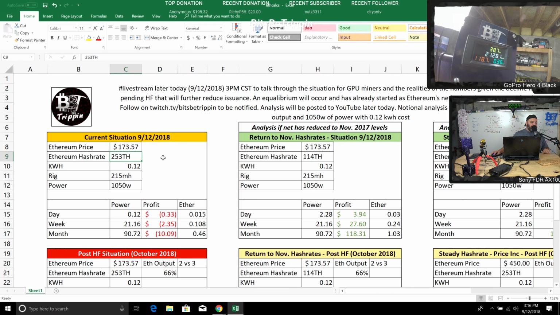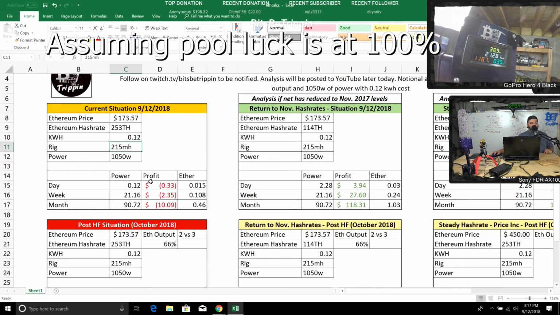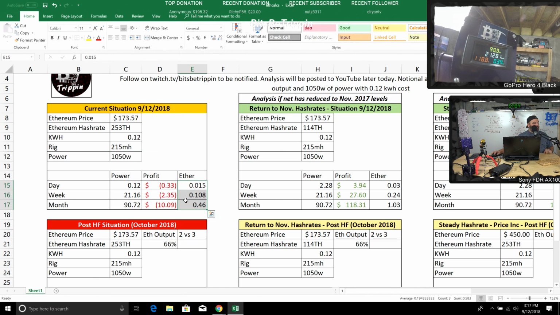And mind you, this ETH hash rate was almost 300 terahash. It's down about 10 to 12% over the last 30 days. Ethereum's hash rate is actually decreasing right now. So even with that decrease of hash rate, you are still negative with this rig, because the Ethereum you're earning is not worth that much. Price matters for obvious reasons. Predicated on your hash rate and your contribution to that, and if the pool's at 100%, this is how much Ethereum you're going to earn over that much time.